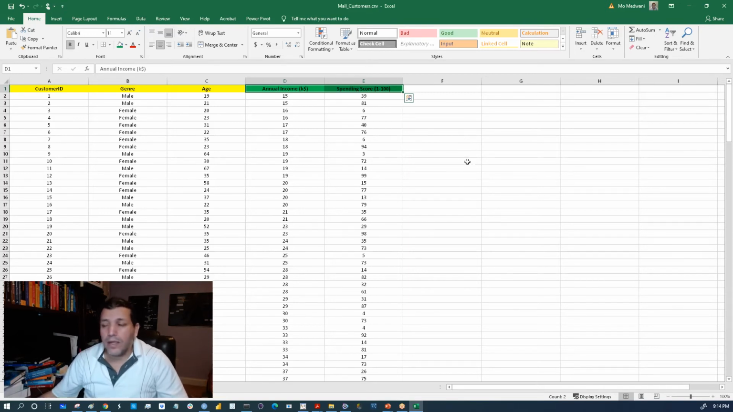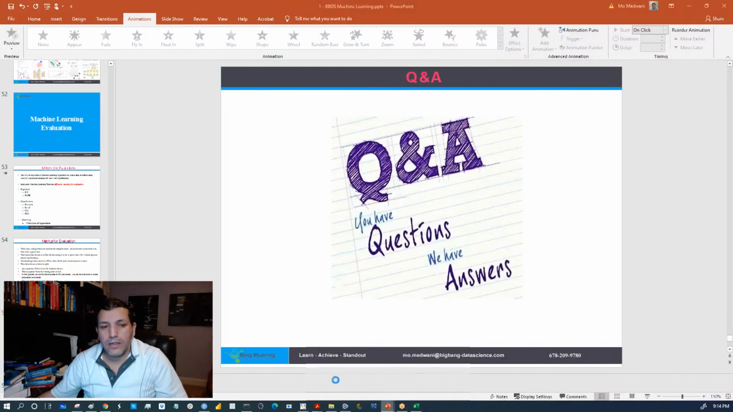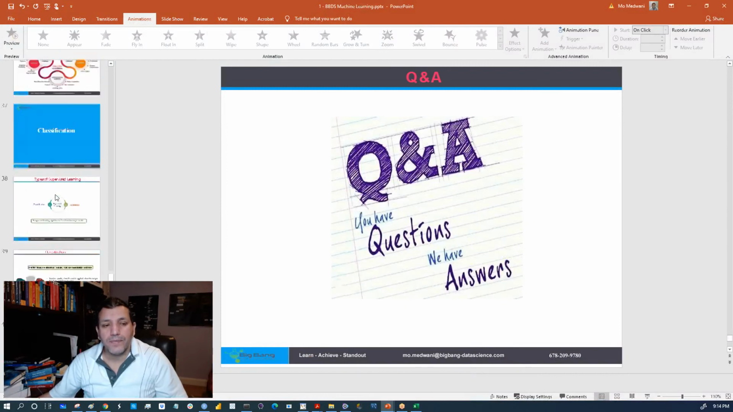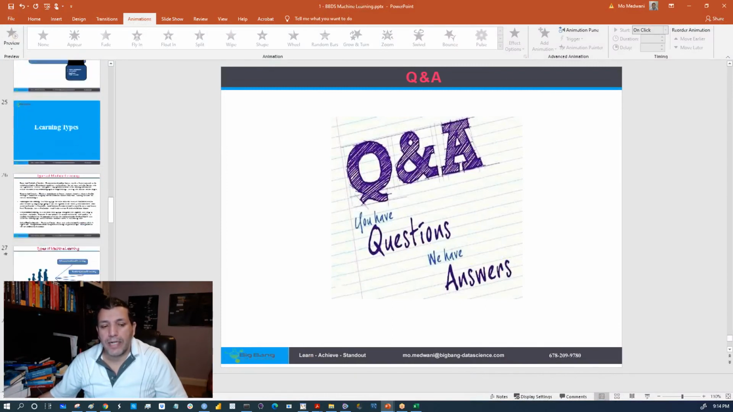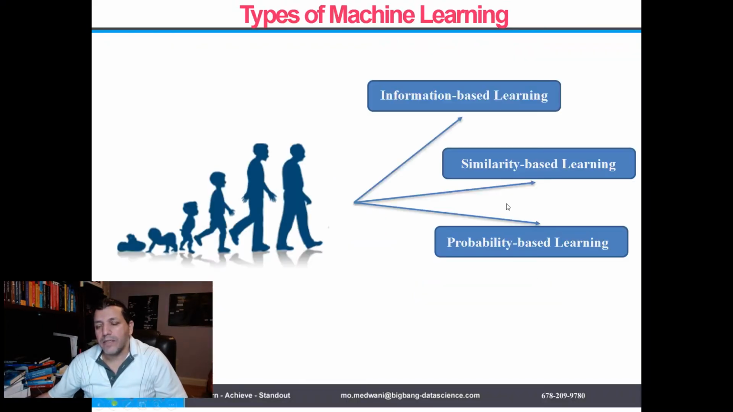So, is the spending score the target variable here? No, there is no target variable here. This is a learning using similarity. There is no target variable.